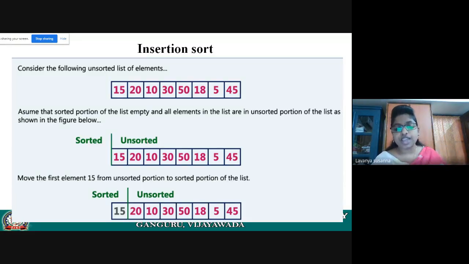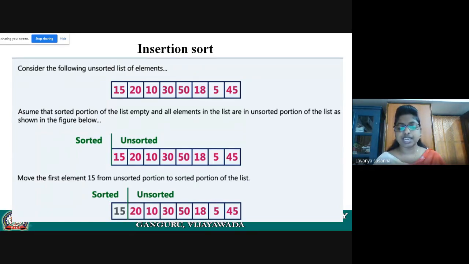Now, what you have to do is, see here. Move the first element into the sorted list. Listen carefully. What is the first element? 15. Move this first element into the sorted list. First understand and then note down. Move the first element into the sorted list.